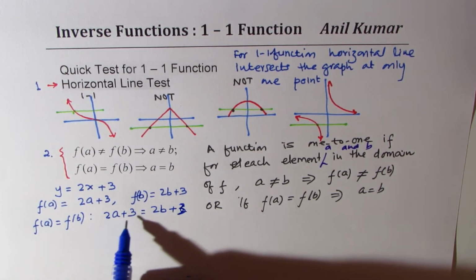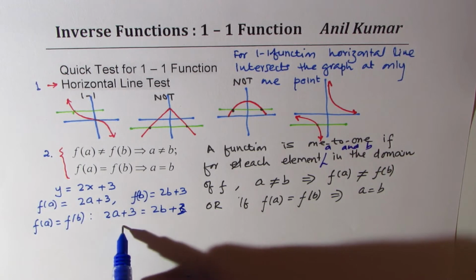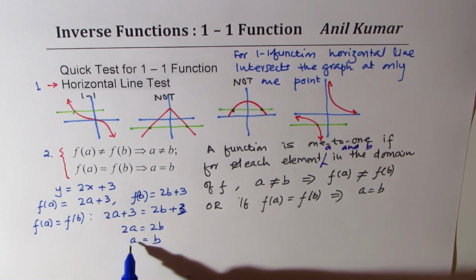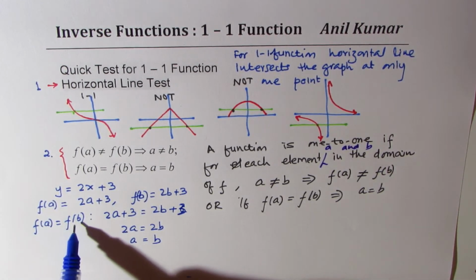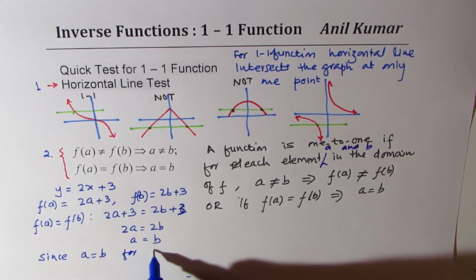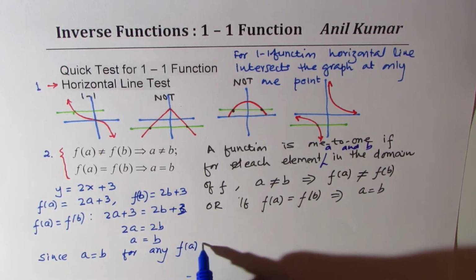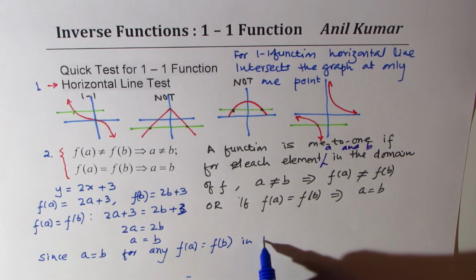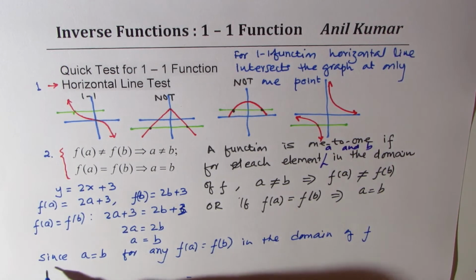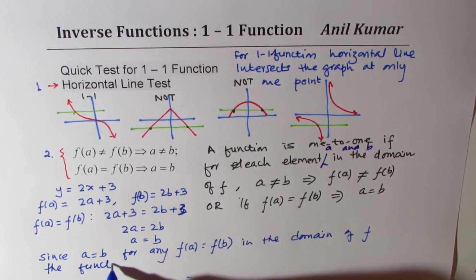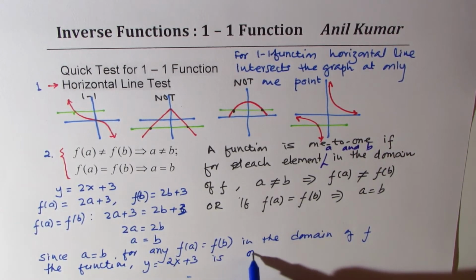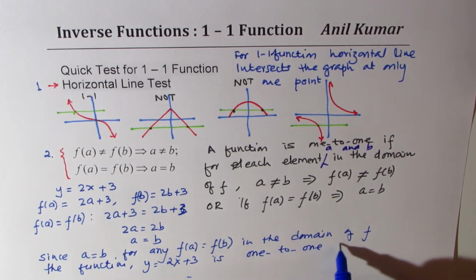So when you simplify this, 3 and 3 cancel, it implies 2a equals 2b, or a equals b. Do you see that? Since a equals b, for f of a equals f of b, we can say that for any a and b in the domain of f, the function y equals 2x plus 3 is a 1-to-1 function.